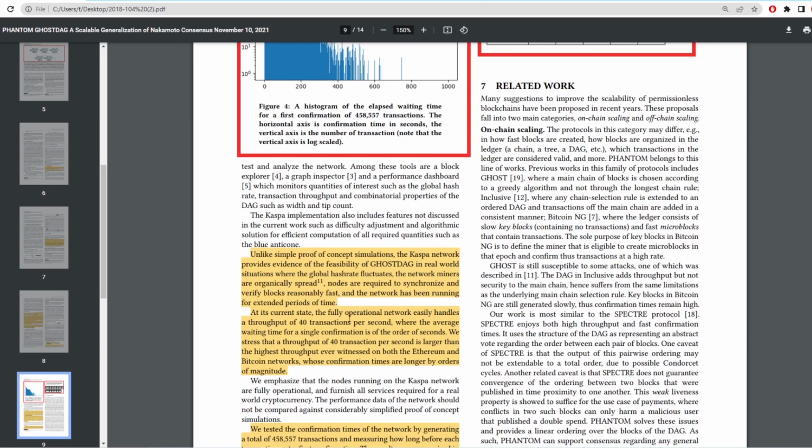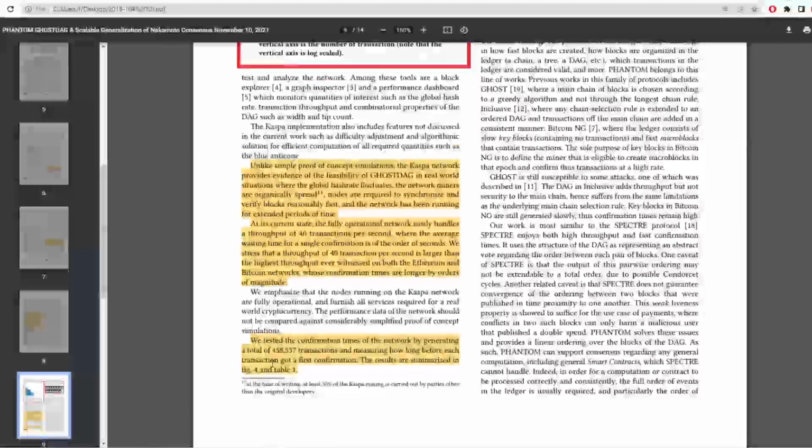At its current state, the fully operational network easily handles a throughput of 40 transactions per second, where the average waiting time for a single confirmation is in the order of seconds. We stress that the throughput of 40 transactions per second is larger than the highest throughput ever witnessed on both Ethereum and the Bitcoin networks, whose confirmation times are longer by orders of magnitude. We tested the confirmation times of the network by generating a total of 458,000 transactions and measuring how long before each transaction got the first confirmation.